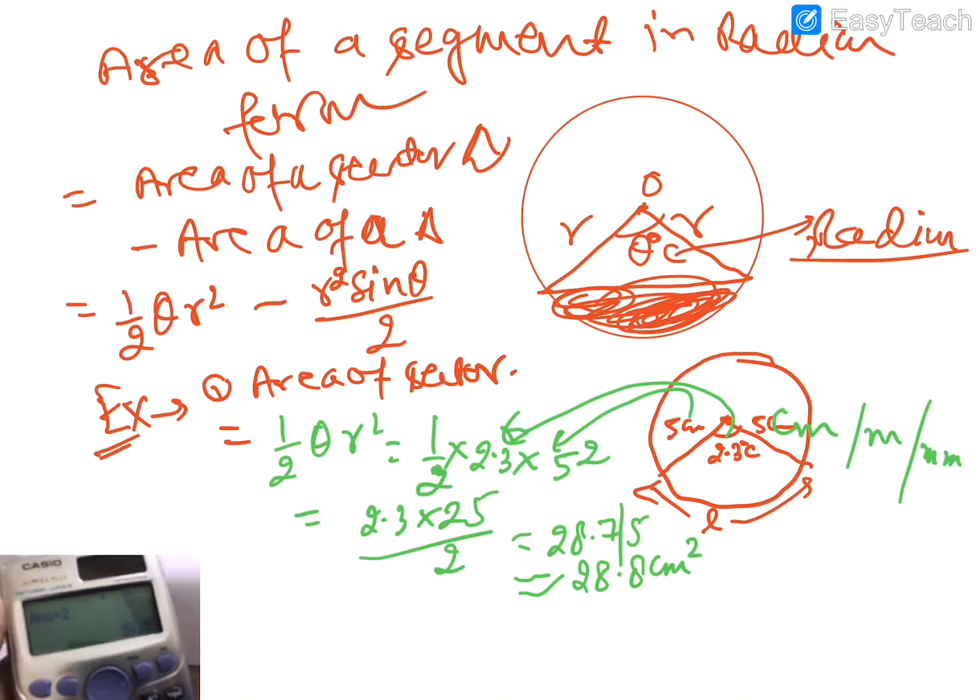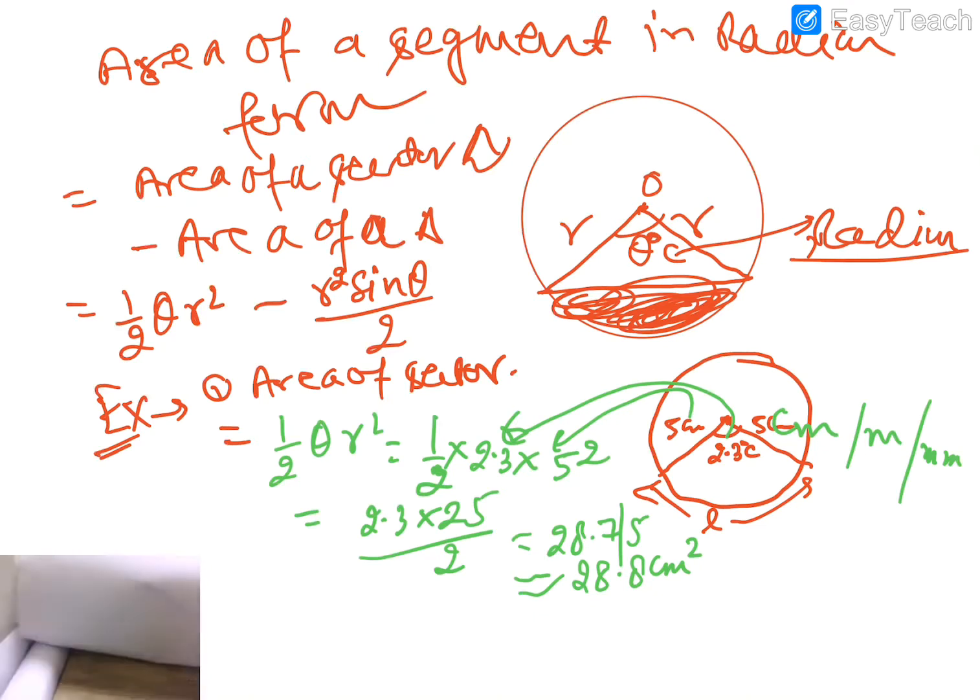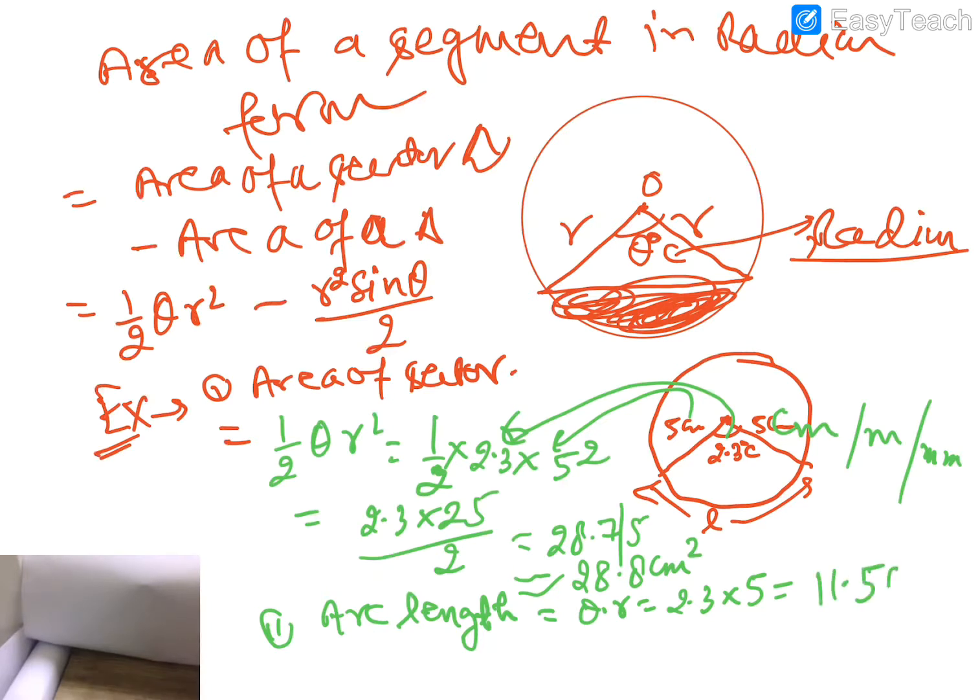I hope you all are enjoying, and this is my first part, how to calculate the area of a sector. Then the second part is to calculate the arc length for this question. What is that? Arc length is theta r. So theta r means 2.3 times 5, so 5 times 2.3 would be equal to 11.5 centimeters. This is your arc length.